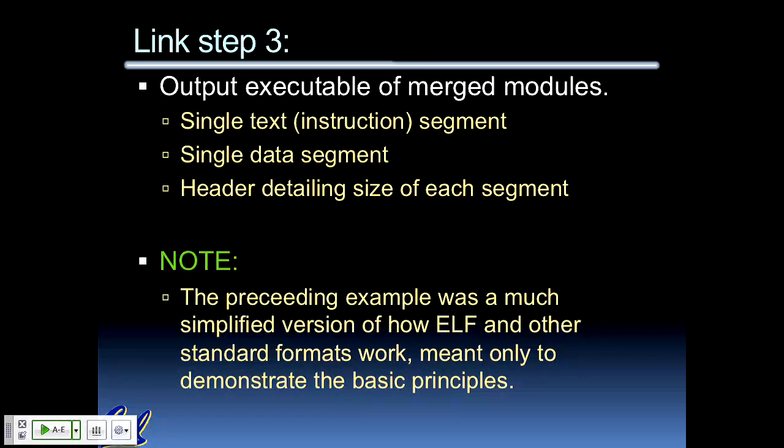So then the final thing the linker does is just spit out, as a final executable file, the result of this merge. So all the bits are merged together. You have a single executable. So there's one text segment, there's one data segment, and there's a header file saying how big everything is, right? The standard ELF executable format. This was a simplified version of ELF. If you go look at the ELF spec, there's many, many other bits of information and different kinds of segments, but this is enough to get the idea of what's going on.